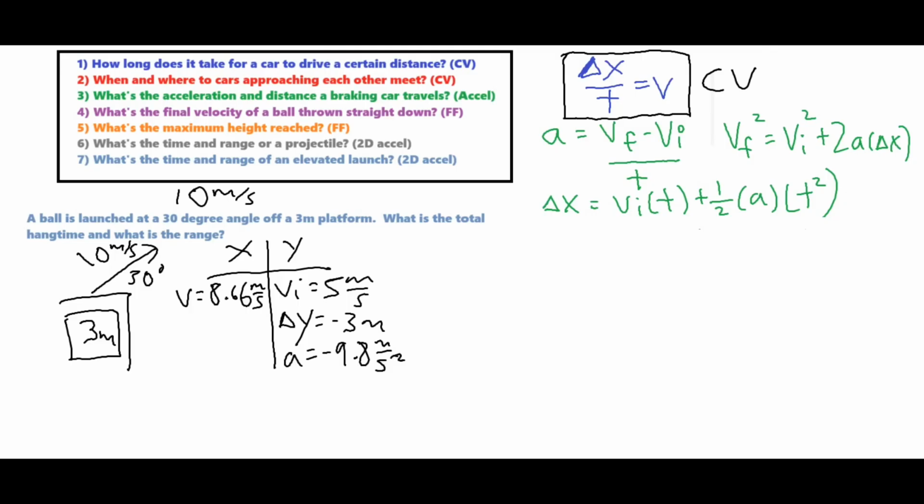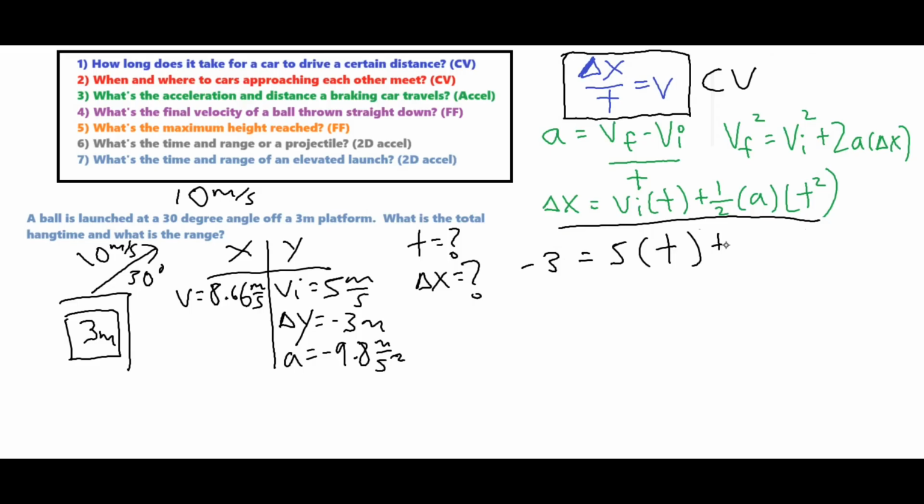All right, now if we want to find our time and then eventually our delta x or our range, it's going to be a bit trickier here. So I want to use VI, delta y, and a to find a time. And the only formula I can use is this one right over here. The other ones require a VF, and I don't have a VF, unfortunately. So here's what I'm going to do. It says delta x here, but I'm going vertical, so my delta y is -3. My VI is 5. t is unknown.